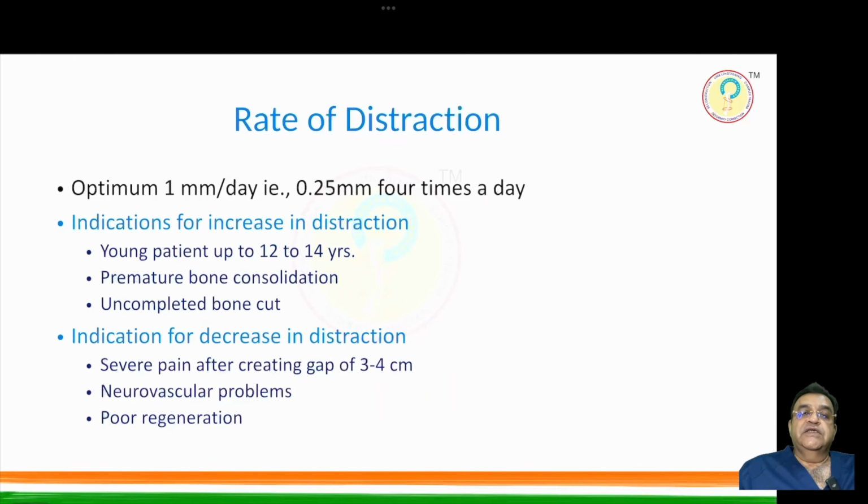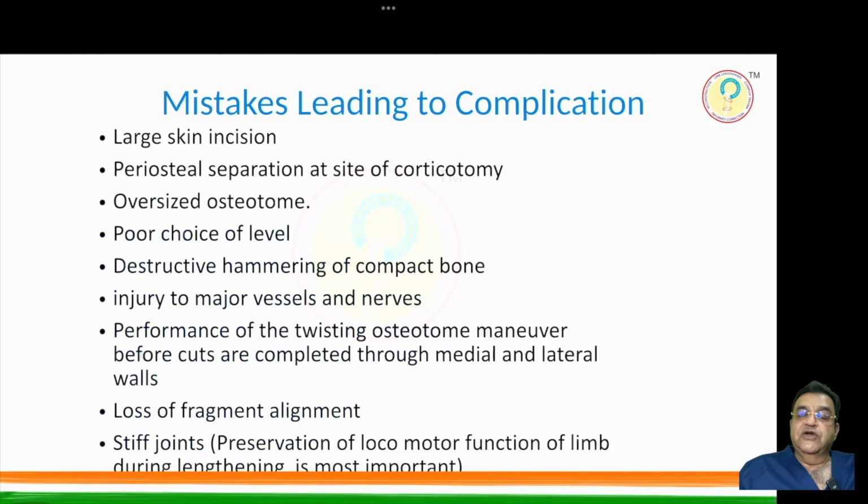Now rate of distraction, optimum is 1 millimeter per day, that is 0.25 millimeter 4 times a day. Indications to increase the distraction are young patients up to 12 to 14 years, where there is a lot of regeneration power, so it can consolidate fast, premature consolidation, and uncompleted bone cut. So in this situation, you increase the rate of distraction. Indications to decrease the rate of distraction are severe pain after creating a gap of 3 to 4 centimeters, neurovascular problems, and poor regeneration.